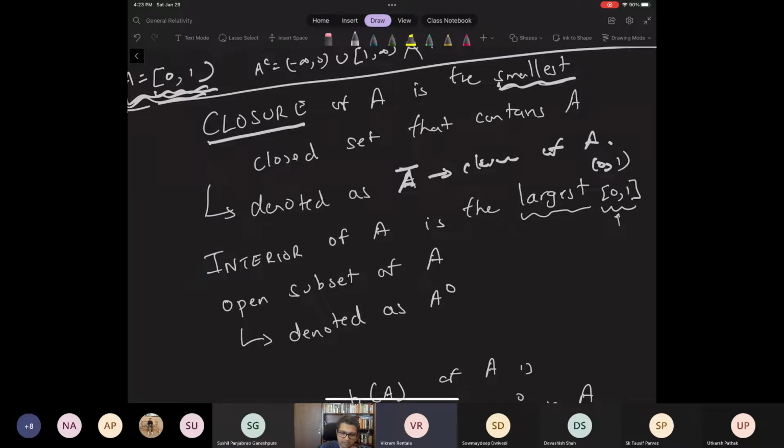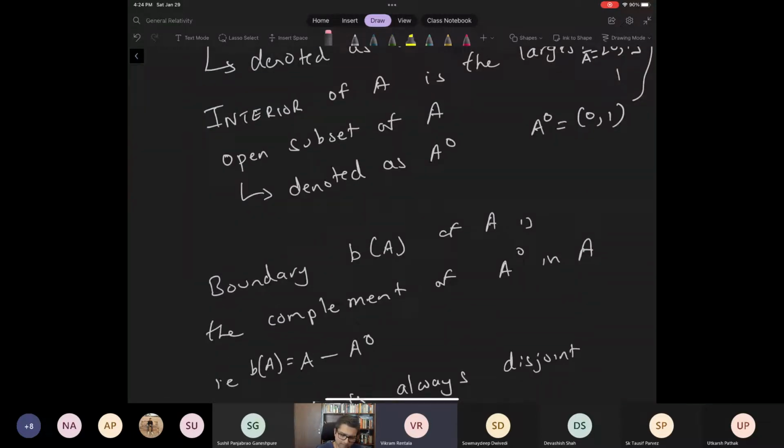Now the interior of A is the largest open subset of A. So the interior of A is defined as the largest open subset of A. So the interior of A, what would that be in this case? A itself. It's denoted as A0. Yeah, so in this case, A0, which is the interior of A, would be (0, 1), which is the largest possible subset of A. A bar would be the closed interval [0, 1], which is the closure of A. So it's just like I closed it by including the boundary points, 0 and 1. And the interior is defined as everything except those boundary points.